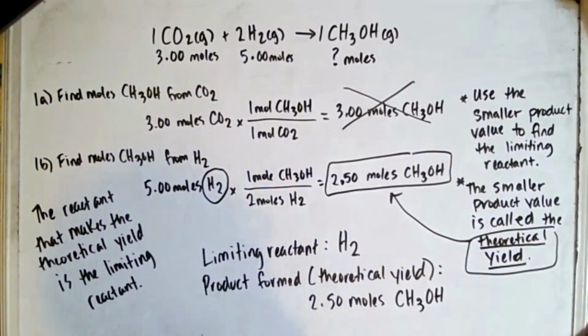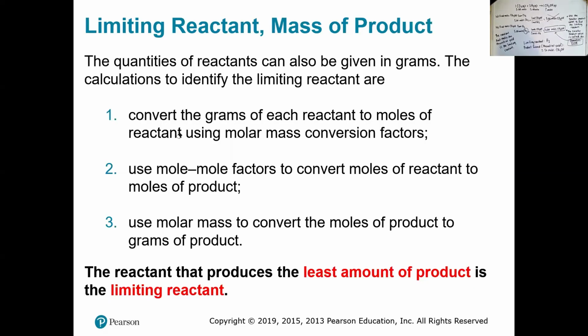Let me just put the steps up on here before we go to the next example. So if our quantities of reactants are given in grams, then our steps would be to convert the grams of each reactant into moles first, and then use our mole to mole conversion factors to convert the moles of reactant to moles of product. Okay.